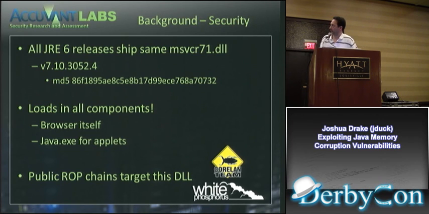So one of the big things about security with Java, and this is pretty widespread, everyone really knows about this, is they ship this DLL, and it's the same version across all 27 updates. So I guess that means they've been using the .NET 2003 compiler for 5 years. This thing loads in all the components of Java. It loads in the browser plugin, it loads in the application itself, it even loads in the JP2 launcher, which I don't know what it needs it for, but I guess for the runtime, right? But anyway, there's a bunch of public ROP chains that target this DLL.